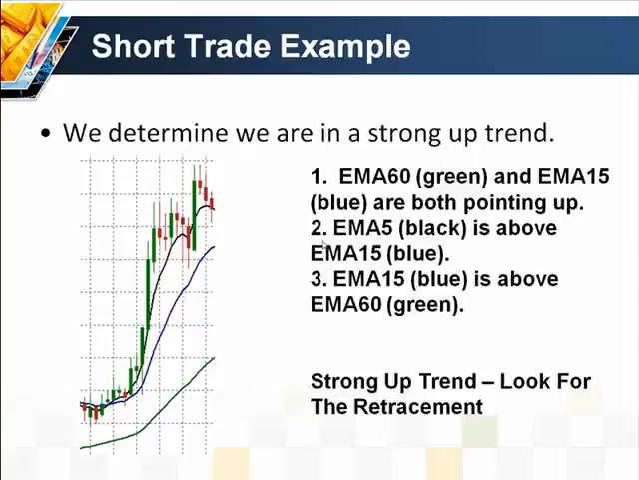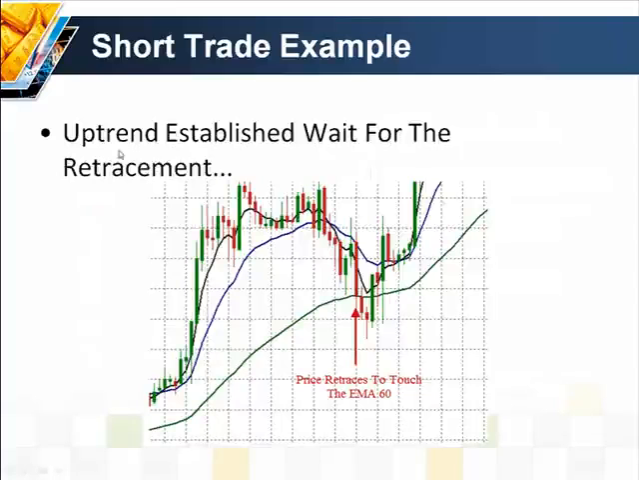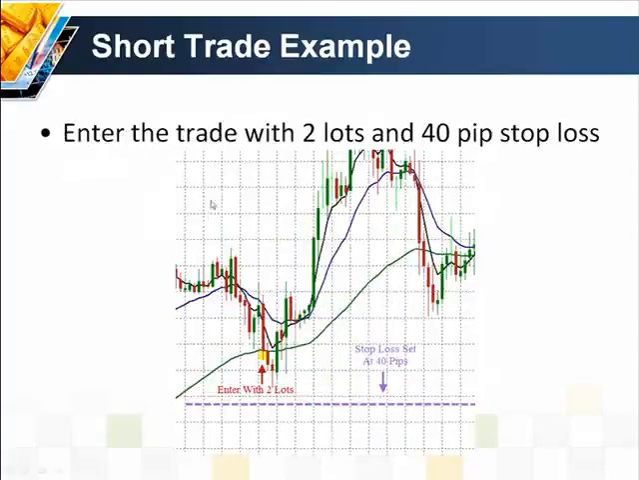We look for the retracement, which will be our entry point. So the uptrend has been established. We wait for the retracement, and in this case, looking at the chart, the price is up. We've determined an uptrend. We wait for it to retrace until the point where it touches the EMA 60, and that is our entry point. We enter the trade with two lots and a 40 pip stop loss. So we enter here with two lots, and we set our stop loss 40 pips back to protect ourselves in case the trade doesn't move in our favor.